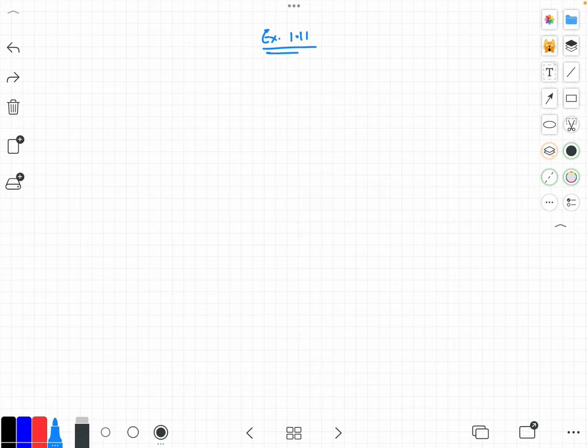So exercise 1.1. What it is telling is, there's a country called Libya. The highest temperature ever recorded was 58 degrees centigrade. And the lowest they have recorded is minus 88 degrees centigrade. This is lowest and this is highest.